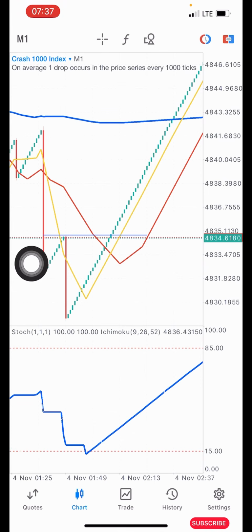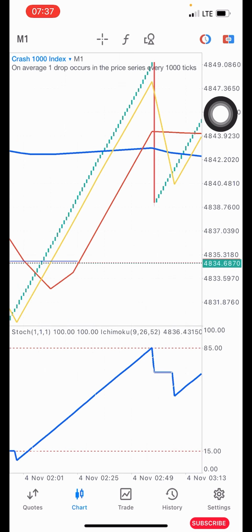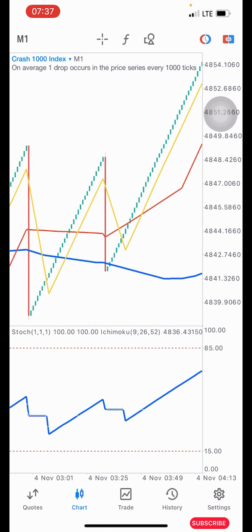All right, so this is what the strategy is all about. You want to get the reversal of the trend, right? So that's why you need to wait for the red and the yellow line to be below this area here, and then you look for buy entries, right? So now let's move to another example so that you understand this strategy very well.